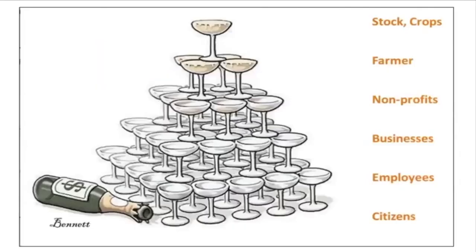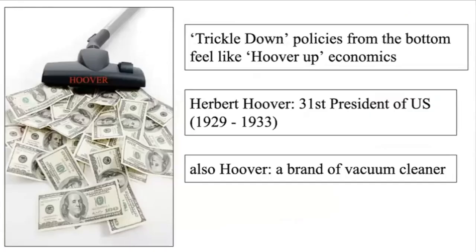Hoover's economic approach to solving Depression-era disasters was conservative and along the lines of what we might now call trickle-down economics. His idea was that by supporting banks and big money at the top, the benefits would trickle down to ordinary citizens. Unfortunately, his method offered zero relief to those in the bottom tiers of society. For people on the ground, the programs felt more like hoovering up.